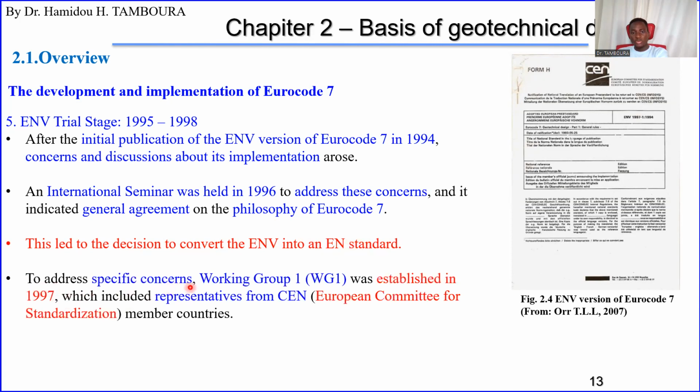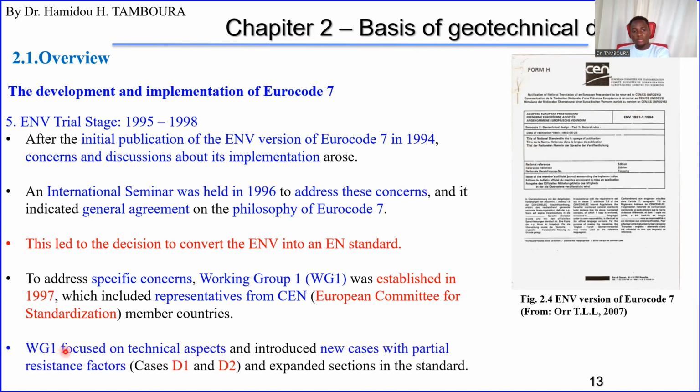So to address the specific concerns, Work Group 1, WG1, was established in 1997, which included representatives from the European Committee for Standardization member countries. This work group 1 focused on technical aspects, and they introduced new cases with partial resistance factors, case D1, D2. You will know about these two later in this program. So they expanded the section in the standard.